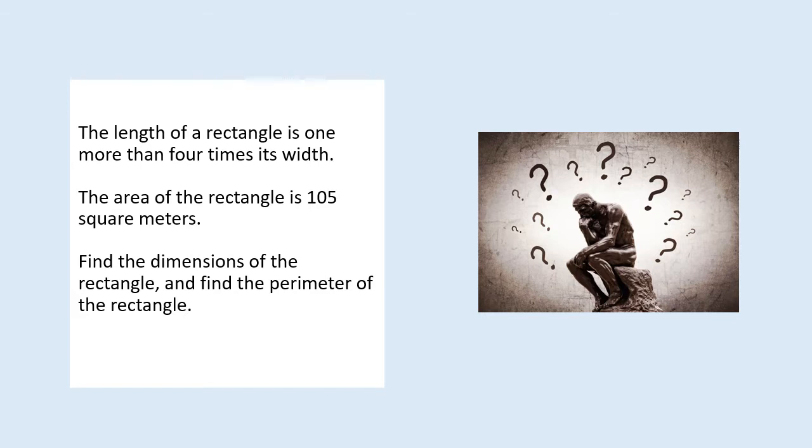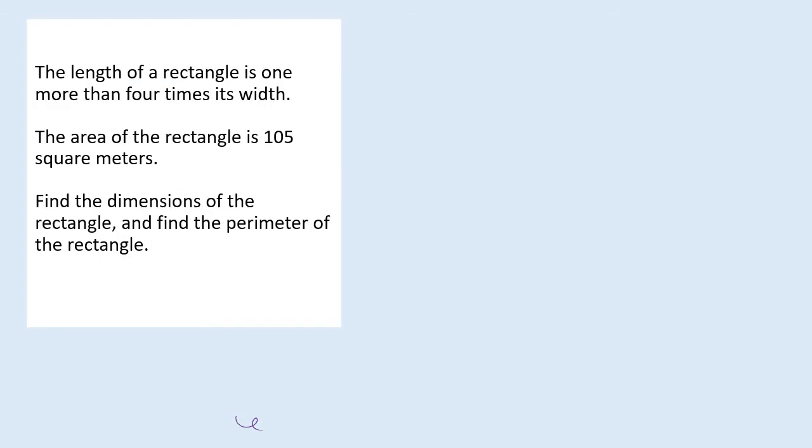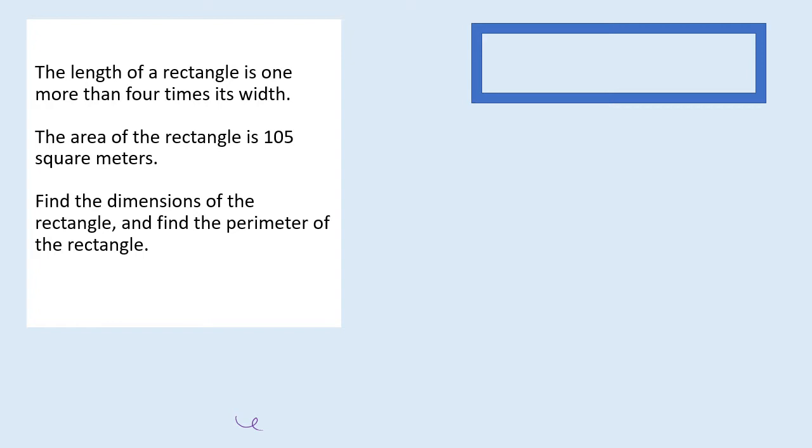To get us started for a guess and check table, we do need to get organized. We know that we have a rectangle, and the rectangle has a width and a length. We are referencing the width, so let's call it W. And then the length is 1 more than 4 times the width. So an expression for the length could be 4W plus 1.